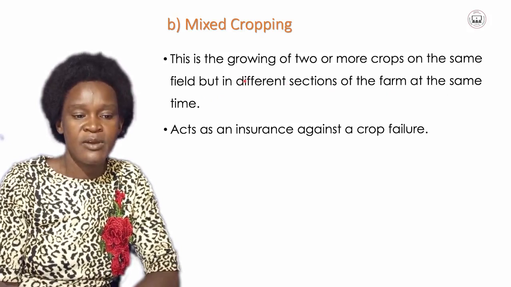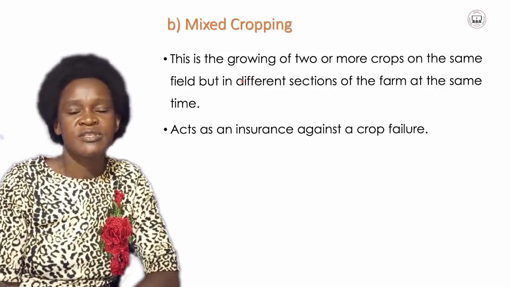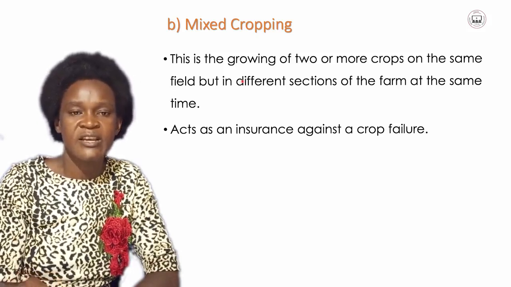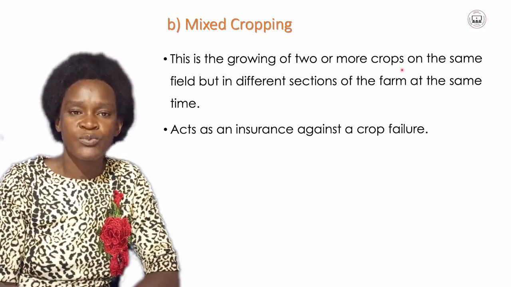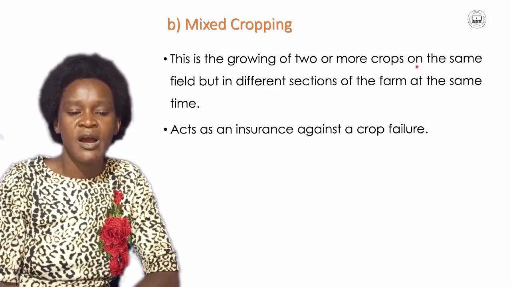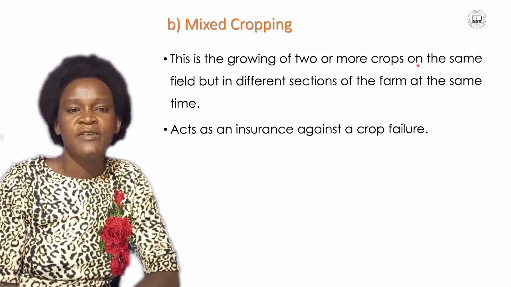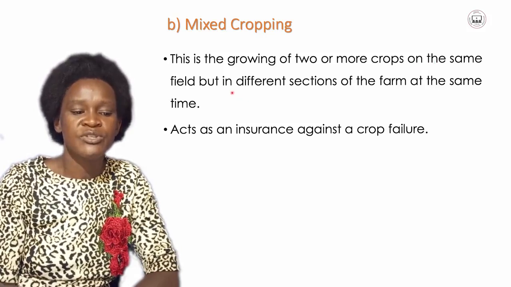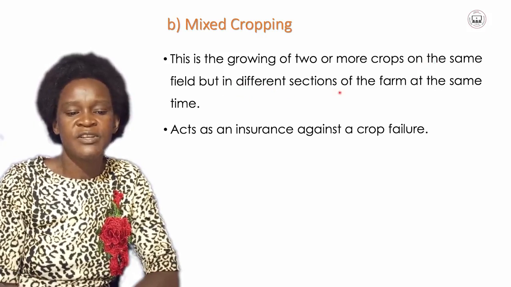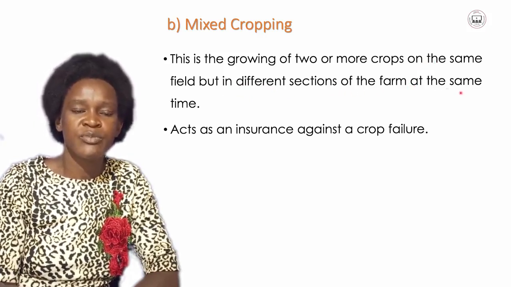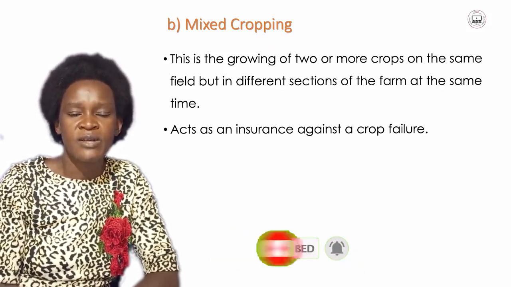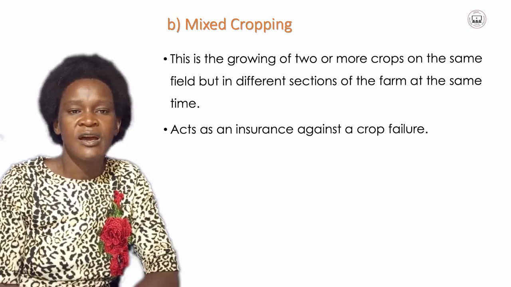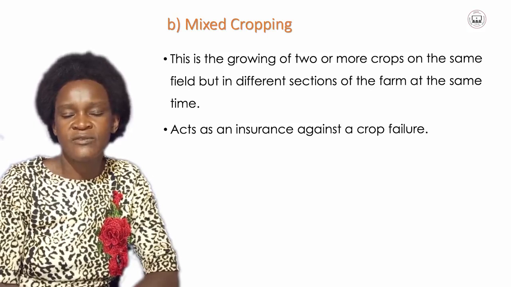Remember, mixed farming, we're talking of rearing animals as well as growing crops on the same piece of land. But mixed cropping, we are talking of growing two or more crops. It means in mixed cropping, only crops will be grown. But if there are two or more crops on the same piece of land, even if in different sections of the farm, as long as they are appearing at the same time, that's mixed cropping. So this one acts as an insurance against crop failure. Once one of the crops fails, at least you have an assurance to harvest from the other crop.